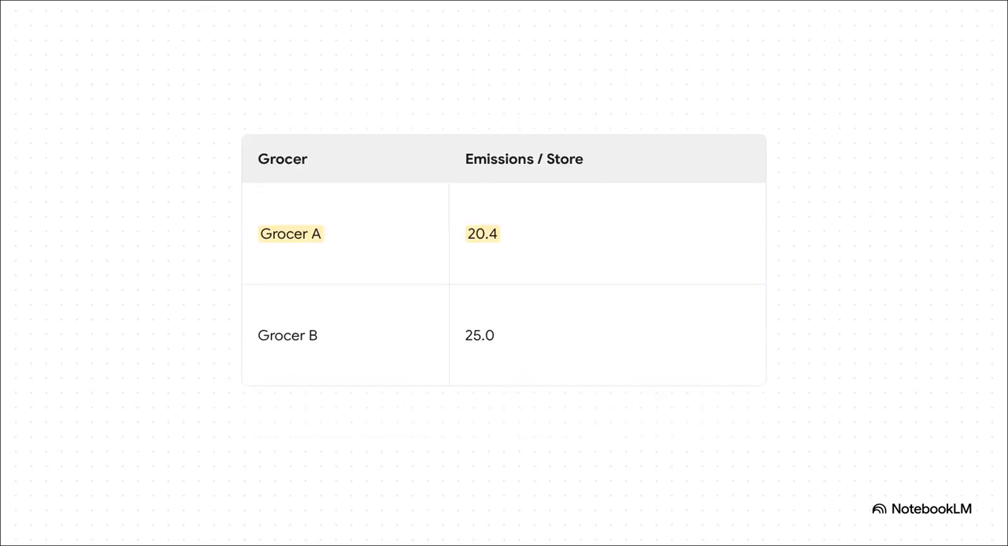Now let's do a peer-to-peer analysis. We'll compare Grocer A to its rival, Grocer B, on refrigerant emissions, which is a big deal for grocers. If we normalize by the number of stores they each have, Grocer A looks like the clear leader, with lower emissions per store. But hang on, is number of stores the best metric? What if Grocer B just happens to have much larger superstores? A more precise metric might be their total retail area. And when we rerun the numbers using square meters, the conclusion completely flips. Grocer B is actually the more efficient company, with way lower emissions per square meter.